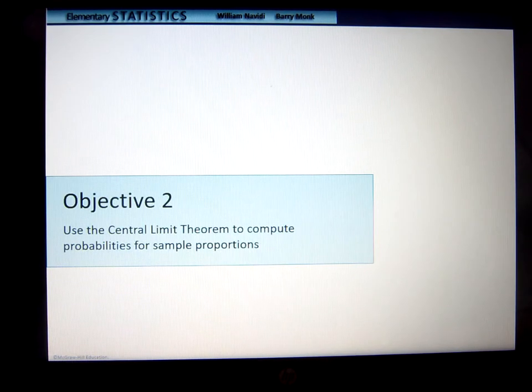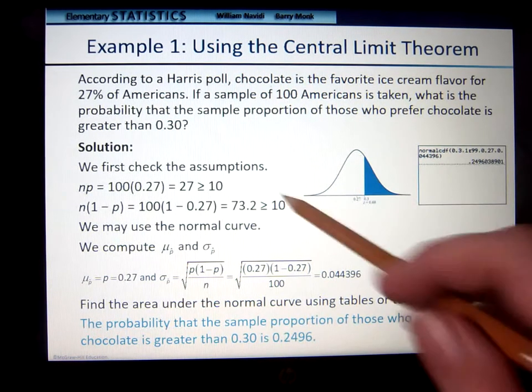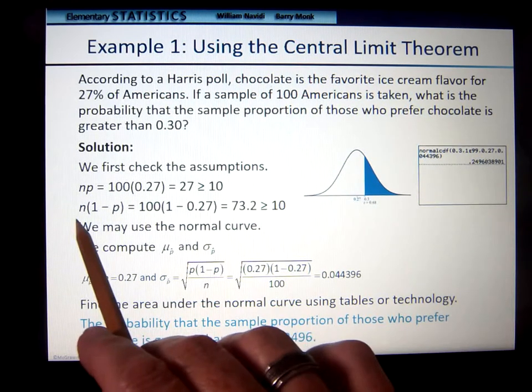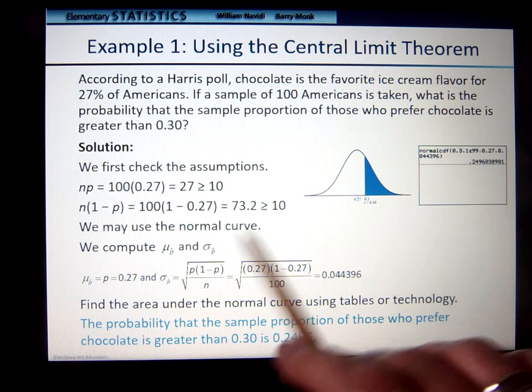All right, objective 2, let's use the central limit theorem to compute probabilities for sample proportions. According to a Harris poll, chocolate is a favorite ice cream flavor for 27% of Americans. If a sample of 100 Americans were taken, what's the probability that the sample proportion of those who prefer chocolate is greater than 0.3? All right, let's check the assumptions. n times p is going to be 27, which is greater than 10. n times 1 minus p is going to be 73, which is greater than 10, so we're good. We can use a normal curve.